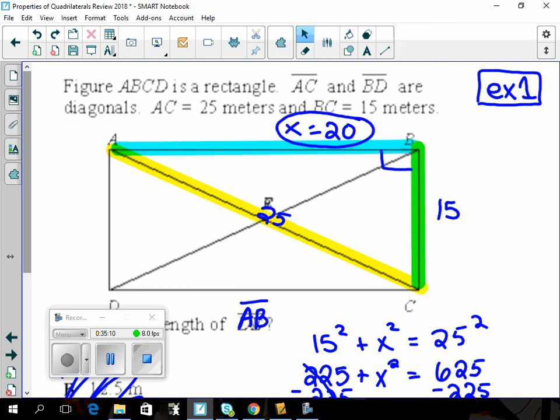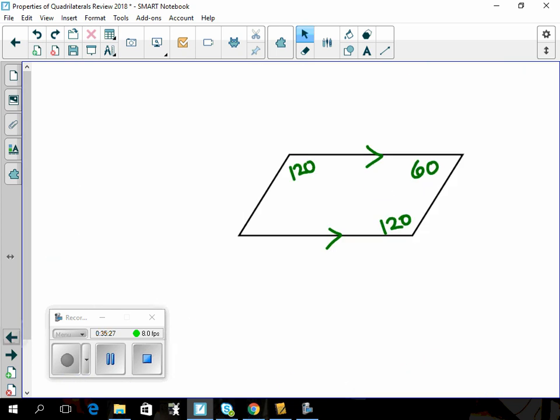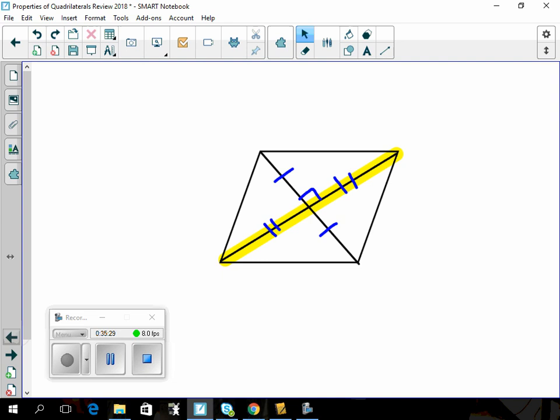Because I used something I already know, the Pythagorean theorem, to solve it. But I used the Pythagorean theorem in a rectangle. That's okay. All right? We also have other ways to use the Pythagorean theorem. Please listen one more time. Here we go. This one. No, this one.